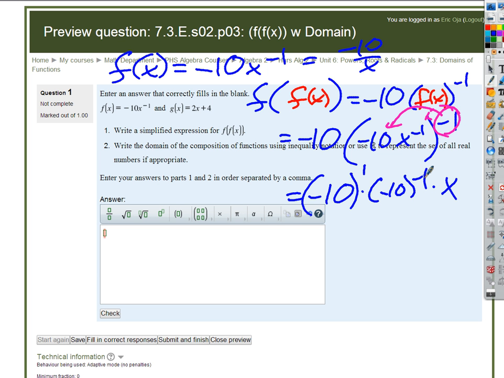It's almost easier, though, isn't it, to think about this as negative 10 divided by negative 10, right? Negative 10 to the minus 1 is the same thing as just saying divided by negative 10. Either way you slice it, my answer is just x, isn't it? So the first part of this in Moodle is x. The simplified expression for that composition is just x.